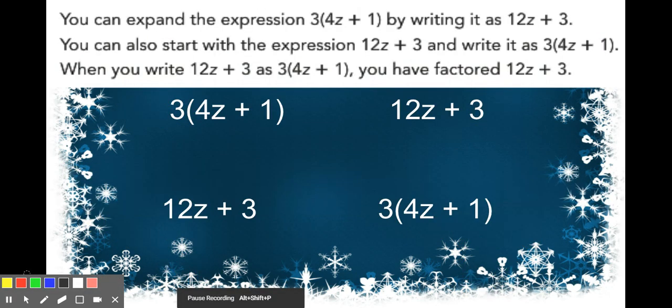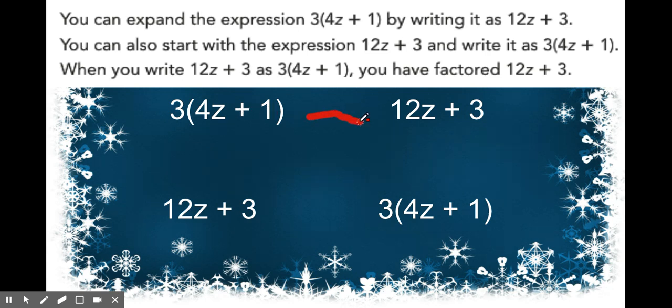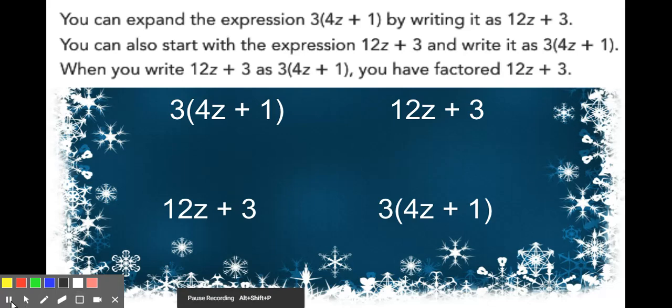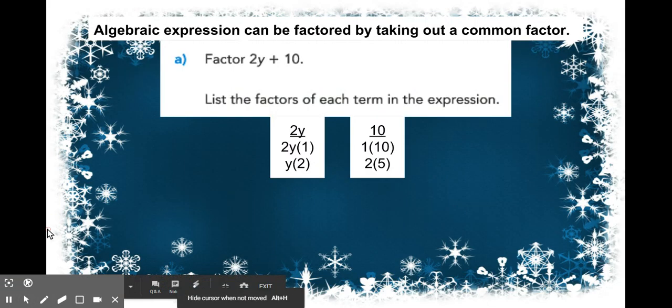So what we just looked at was expanding. So we said that 3 times the sum of 4 times z plus 1 is the same thing as 12z plus 3. Well, now we're going to look at factorizing. So when we're factorizing, all we're saying is, well, now we can go the opposite way. I can go from 12z plus 3 to 3 times the sum of 4z plus 1. So it's just like doing the opposite. We're going to go over some examples.